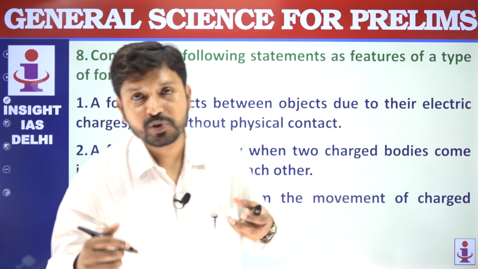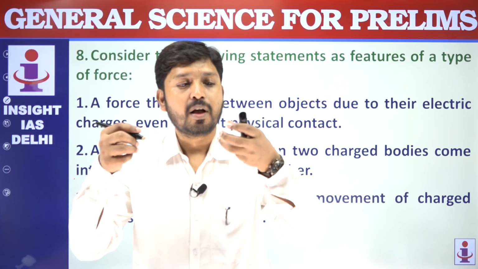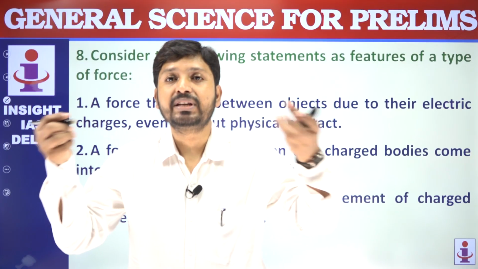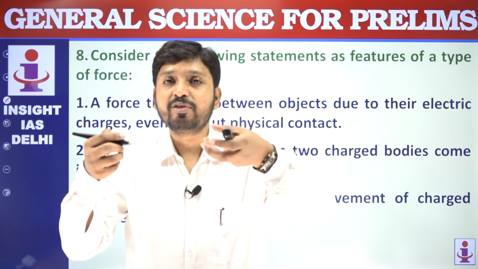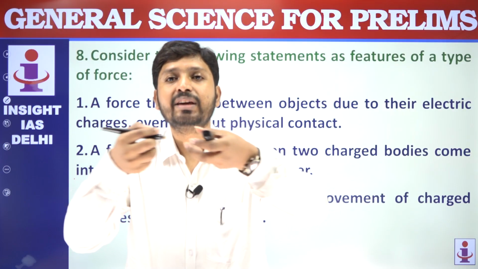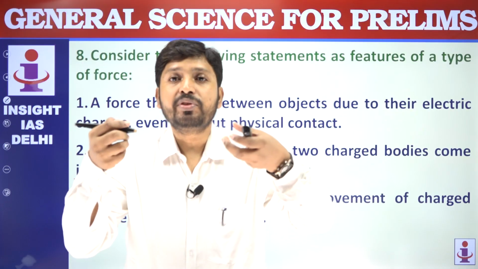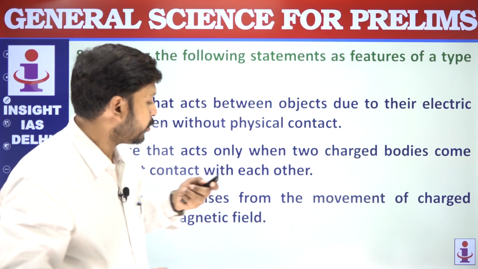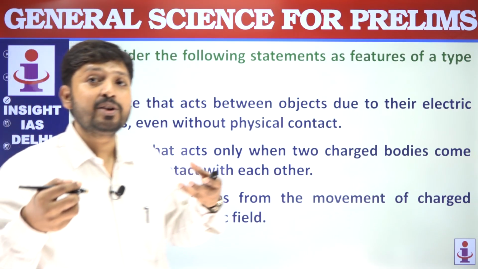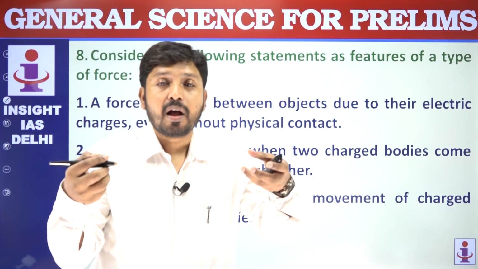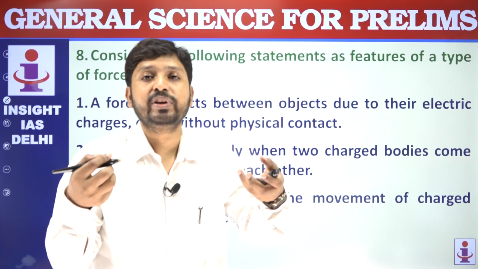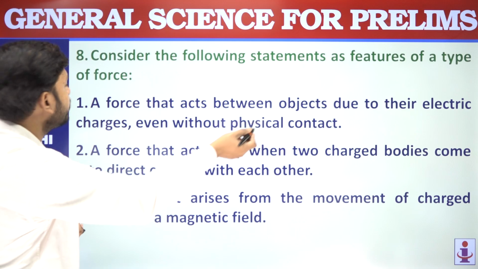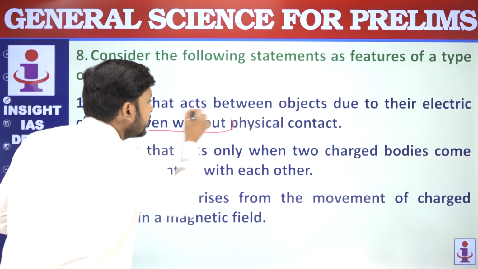See, electrostatic force is nothing but, let us assume two bodies are there. On this body, positive charge is there, and on the other, positive charge is there. In that case, repulsion will occur. When one body has a positive charge and the second body has a negative charge, then there will be attraction. So because of the charges present on the bodies, there will be attraction or repulsion. That is electrostatic force. And these bodies need not be in contact with each other because of charges, they are coming closer or moving away. No, they need not be in contact, right? So let's see. A force that acts between objects due to their electric charge even without physical contact.